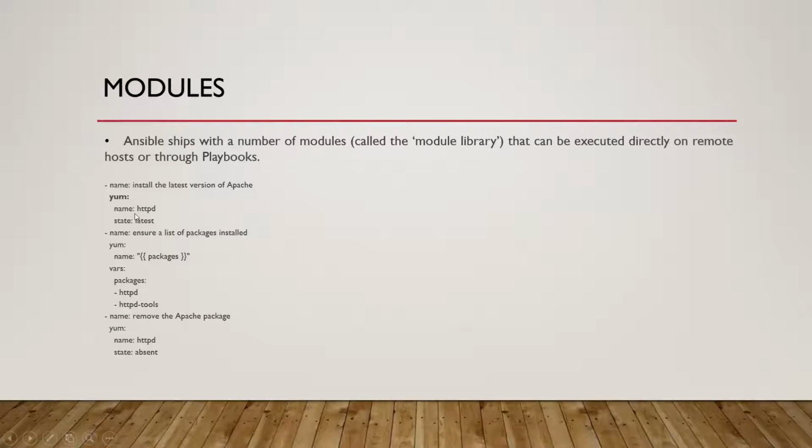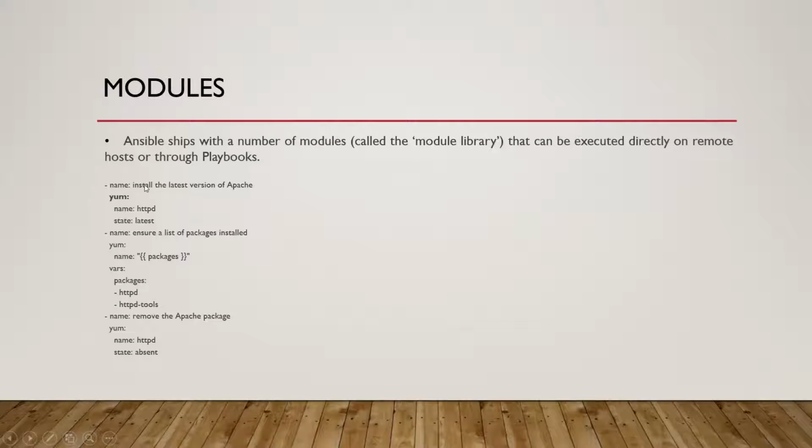So this is a sample playbook. Let's understand how it is. The complete syntax is written in YAML. So you can see the name. Name is the parent. What I'm doing here is installing the latest version of Apache, and yum is the child element, or the same-level element as the name. Name is nothing but the heading.